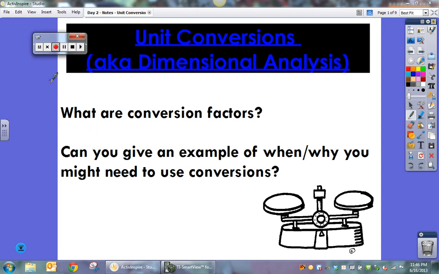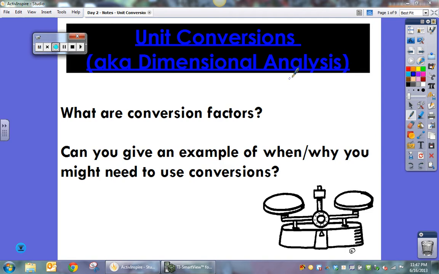Today we're going to talk about unit conversions. It's also known as dimensional analysis. You may have talked about this a little bit in some of your science classes. The first thing I want you to think about are conversion factors, what they are, where you've seen them, and maybe you know what they are, but you don't know that you know what they are.